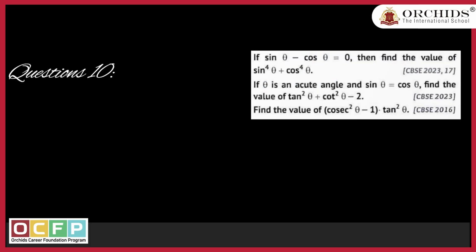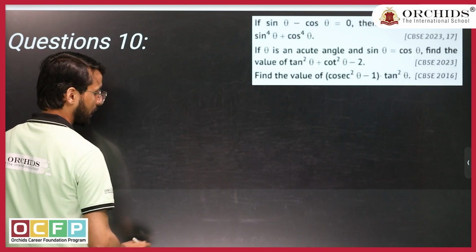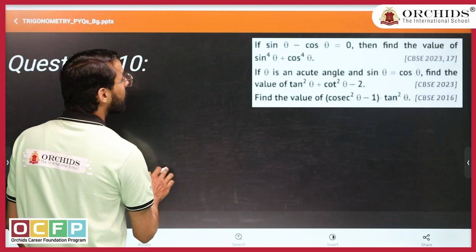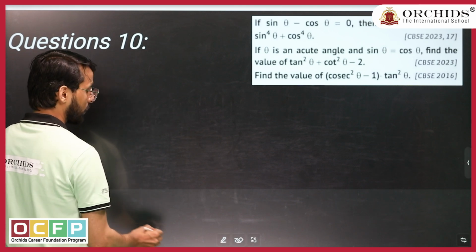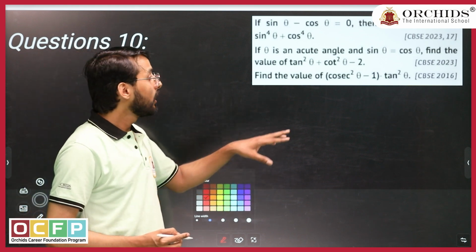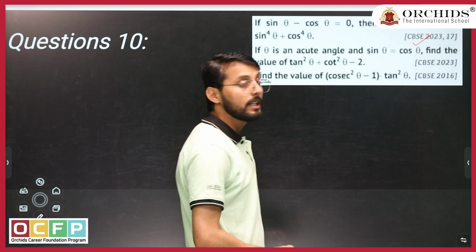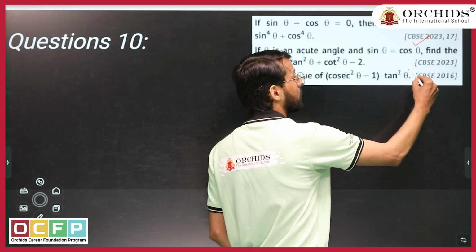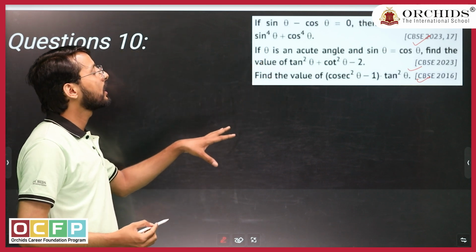Now question number 10. In question number 10 also, I have kept 3 questions. What is the meaning of keeping 3 questions? They are of the same pattern. You first observe this part, very important. CBSE 2023, 2017, CBSE 2023 and 2016. Similar kind of questions they are asking.